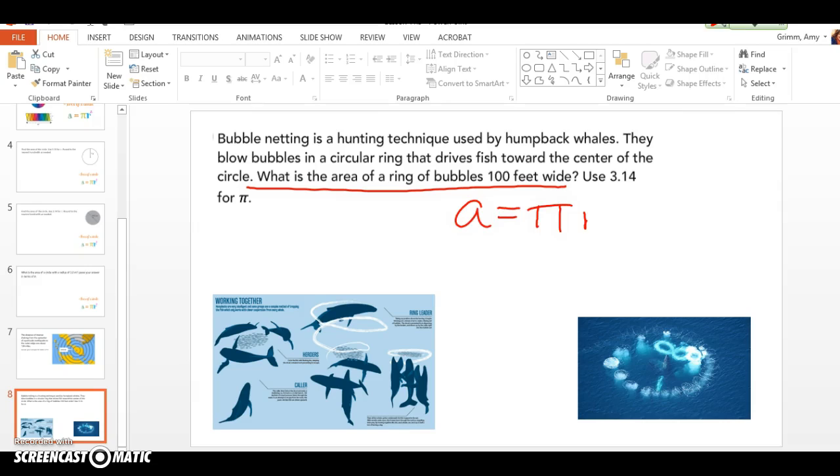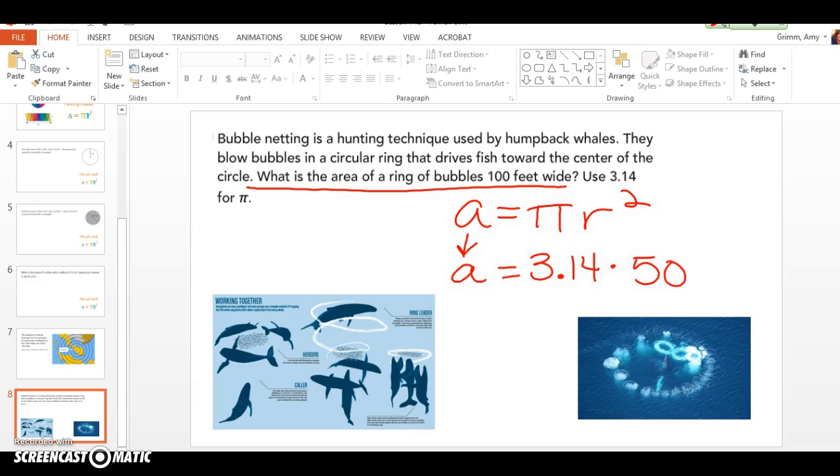Okay, tell me what to do. Do I know the area? No. What am I supposed to put in for pi? 3.14. Yes, this question says put in 3.14, so I put in 3.14. Do I know the radius? 100. Oh, that's the diameter, because it says a ring of bubbles 100 feet wide. 50, so I have to put in 50, good.